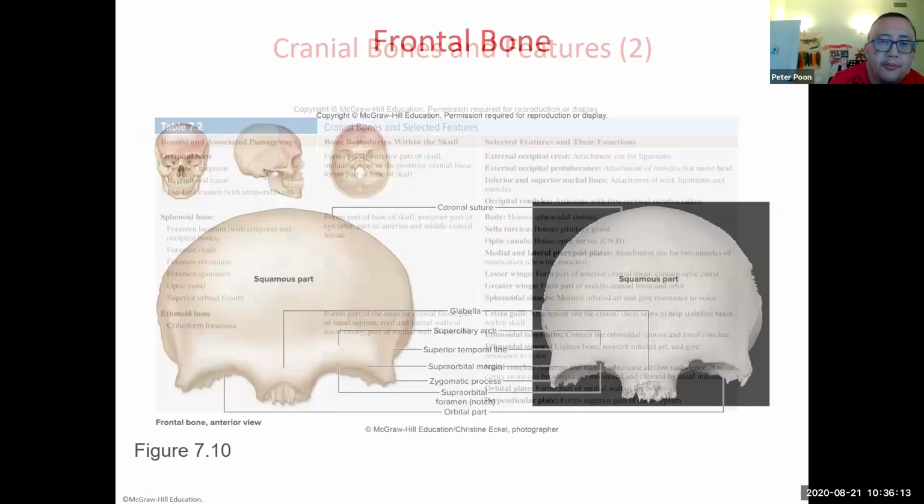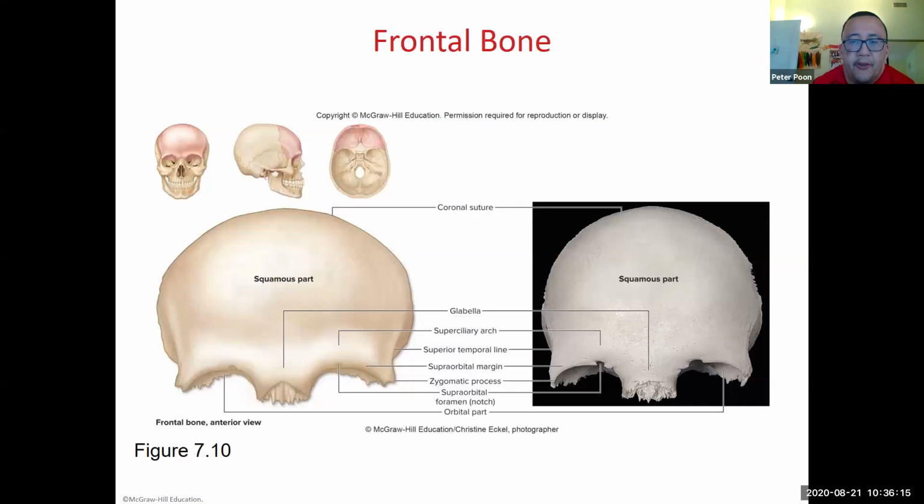So frontal bone. This is a frontal bone. The important thing about a frontal bone, this arch right here, is called the supraorbital margin. You can feel it right there, right above your eye when you come up. That margin right there is the supraorbital margin. It has a little hole here where the nerve passes through, called the orbital notch or foramen.